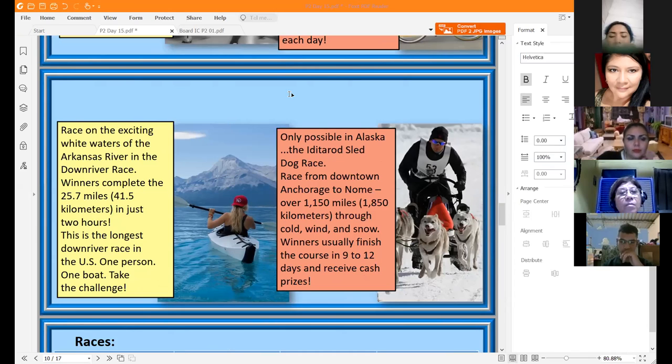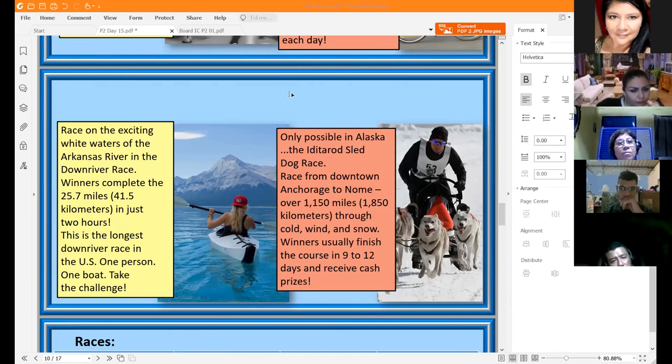Race on the exciting white waters of the Arkansas River in the Down River Race. Winners complete the 25.7 miles, 41.5 kilometers in just 2 hours. This is the longest Down River Race in the US. One person, one boat, take the challenge. Okay, thank you. Thank you very much.